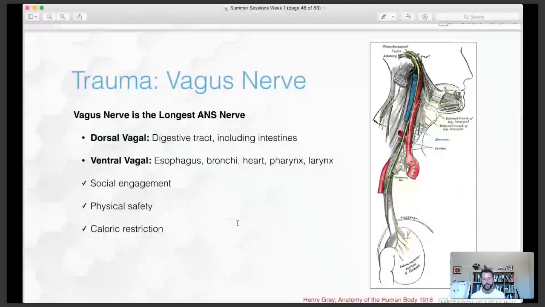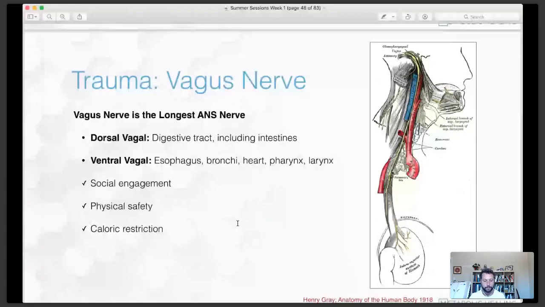But the ventral vagus is the upper branch of the vagus towards the head that controls the esophagus, the bronchi, the heart, the pharynx, and the larynx. So speaking, swallowing, and the cardiac sinus rhythm. So arrhythmia: the sinoatrial node of the heart is controlled by the ventral vagus signaling. The vagus has afferent and efferent signaling. Basically the vagus is communicating with the brain, and the brain is communicating with the rest of the body via the vagus. So it's this bidirectional control circuit that is getting feedback from and to the brain. And when this becomes disrupted is when we start to see problems.